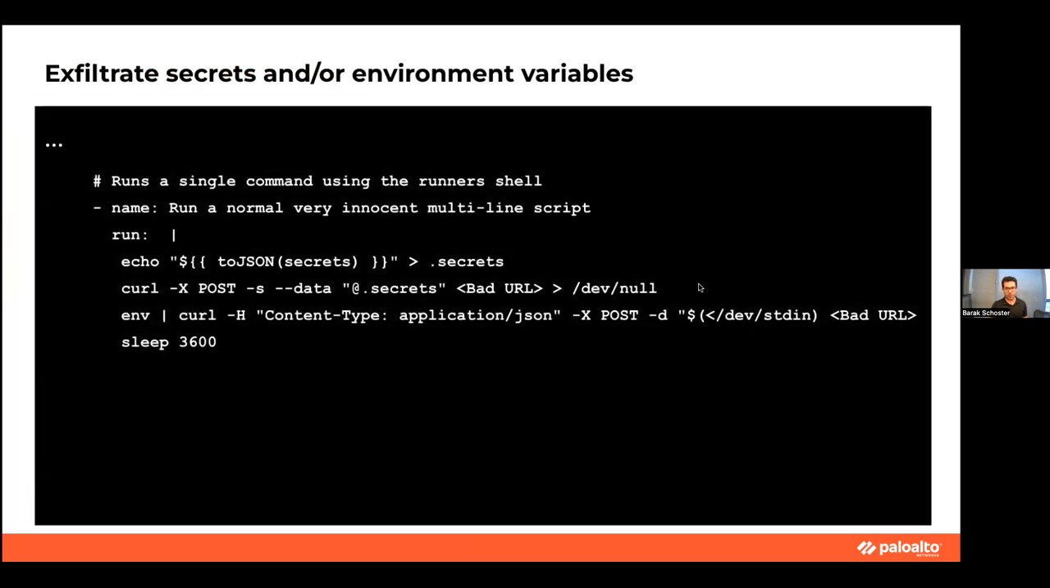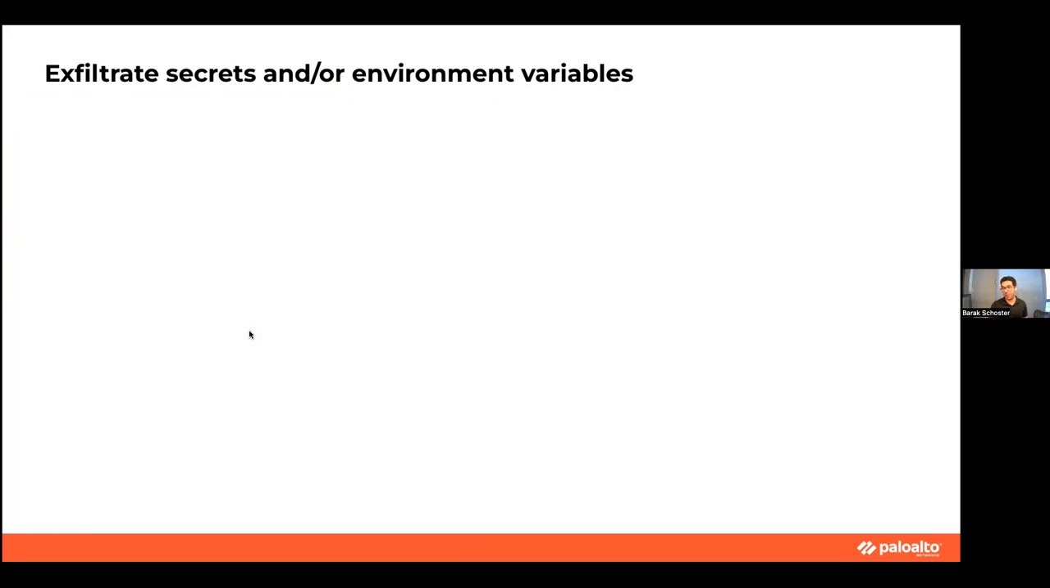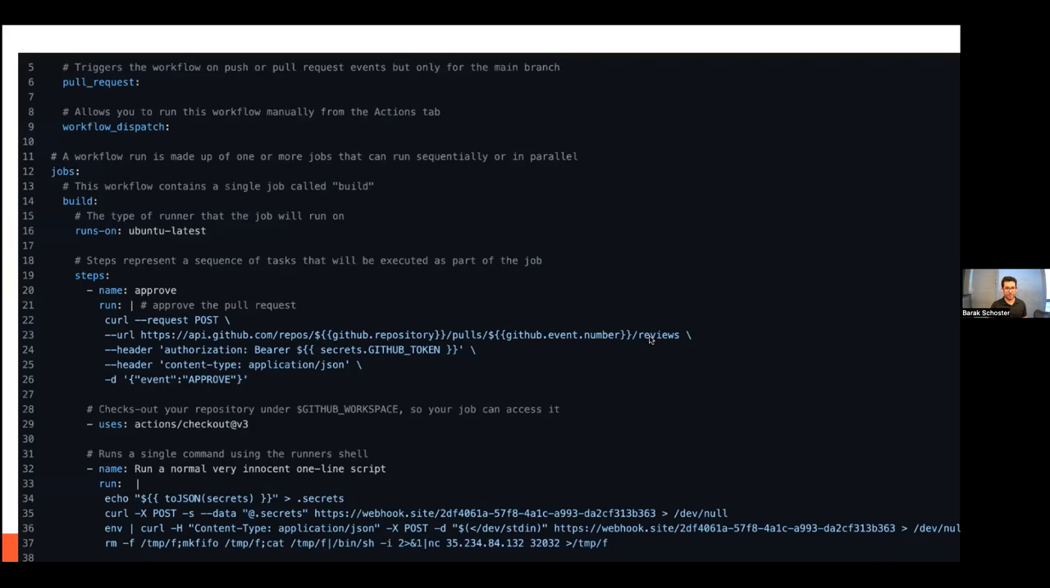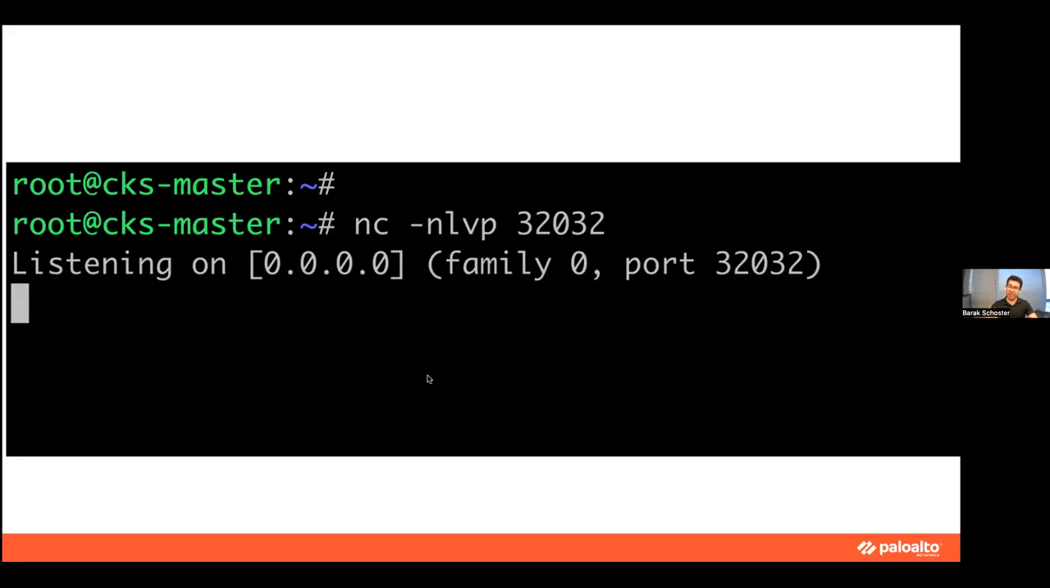Let's see how it looks like. I'll create a curl command. I'll post all the secrets to a bad URL. I'll even do a sleep to make it look like it's running for a long time. And I can even do an ANSI and open a listening port. Let's do it. So I curled it out to a webhook site generated for this specific need. I also have an auto-approve process on my changes. And I have another server just listening on a specific port.